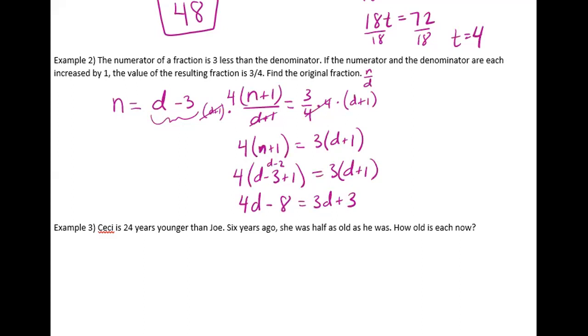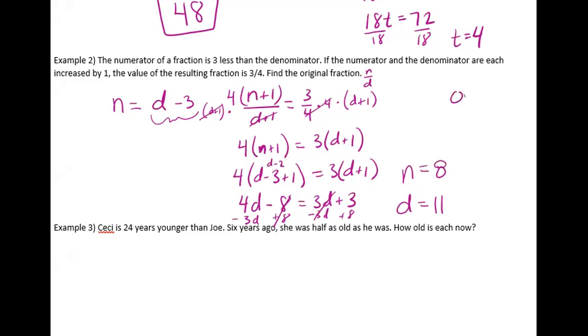I always like to try to go to the positive side if I can, so I'm going to subtract the 3d. And I'm going to add the 8. So 4d minus 3d is just 1d. 3 plus 8 is 11. And the numerator is the denominator minus 3. So the numerator is 11 minus 3, which is 8.